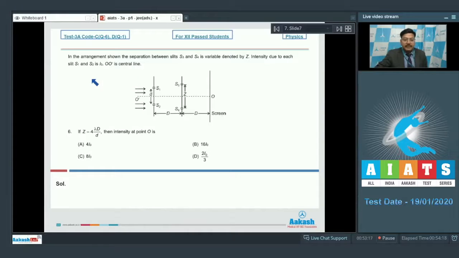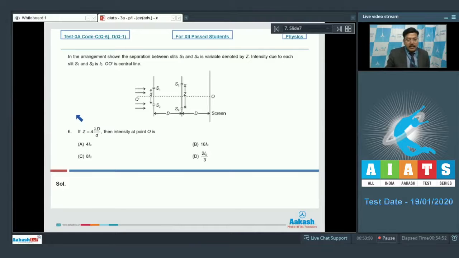Well, now we have a paragraph based on which the next 3 questions have been asked. The paragraph says, in the arrangement shown, the separation between slits S3 and S4 is variable, denoted by Z. Intensity due to each slit S1 and S2 is I0. OO dash is the central line. This is the central line. And question 6 says, if Z is equal to this much, then intensity at point O is.